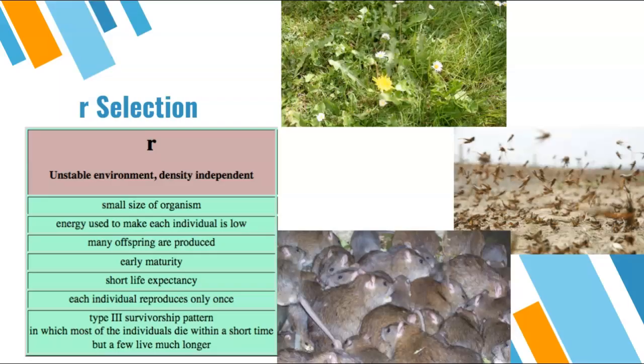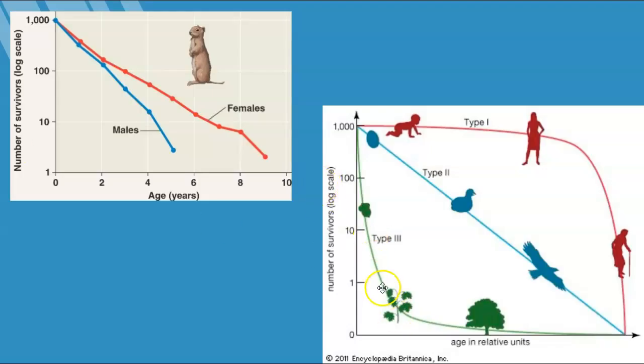R selection, though, is going to be much more of an out-of-control growth type thing. Okay, they're going to be small. They don't put a lot of energy into making their young. They don't do lots of parenting. There's going to be lots and lots of offspring. They're not going to live very long. And this is going to be our type 3 pattern, where most of the babies are going to die.